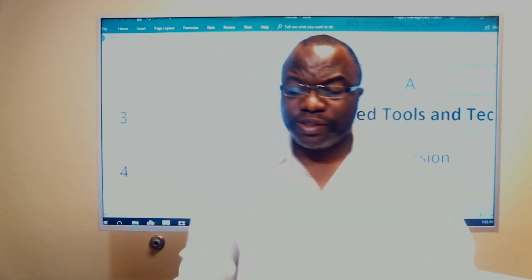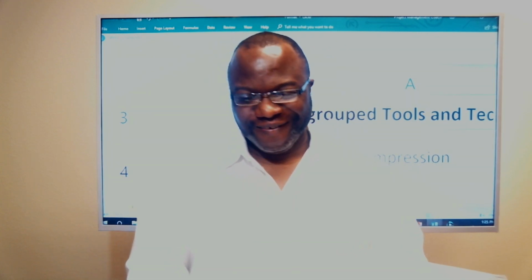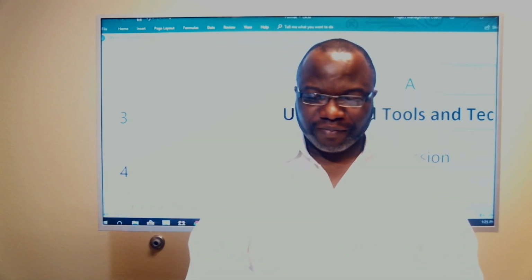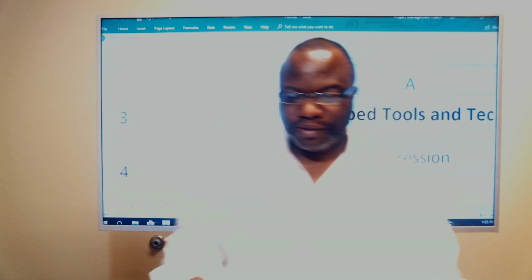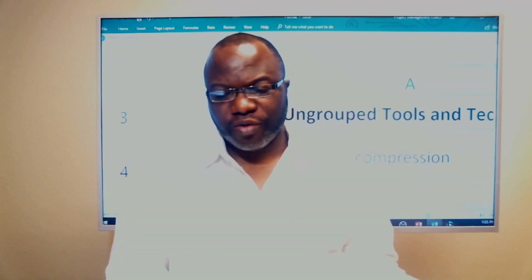Okay, the second process in scope management is... my goodness, where's everyone? You've already timed out? Okay, the second process in scope is collect requirements.